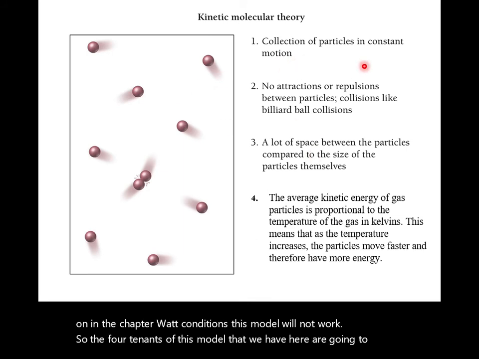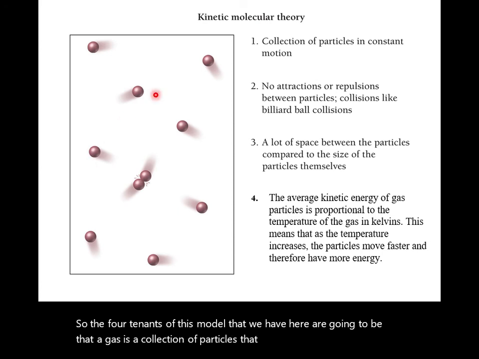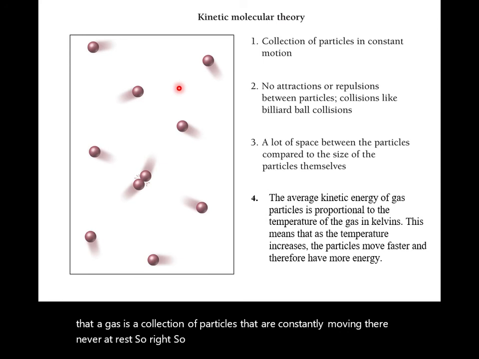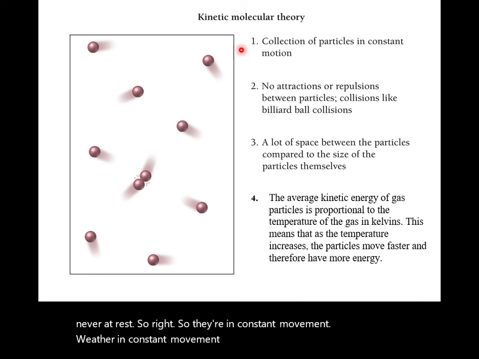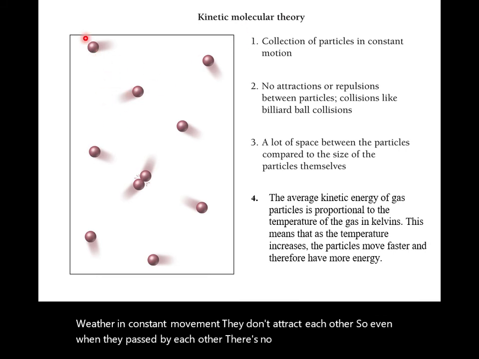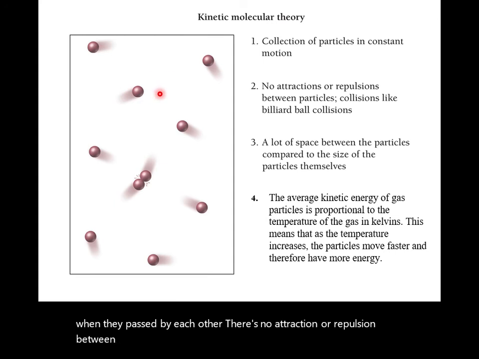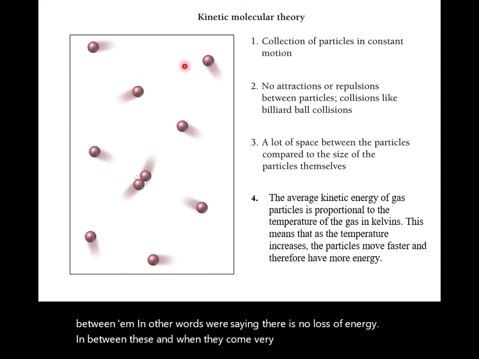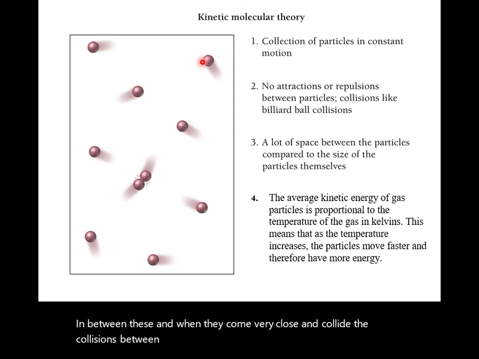a gas is a collection of particles that are constantly moving. They're never at rest. So they're in constant movement. While they're in constant movement, they don't attract each other. Even when they pass by each other, there's no attraction or repulsion between them. In other words, there's no loss of energy in between these. And when they come very close and collide, the collisions between them are elastic collisions. In other words, there's no loss of energy.